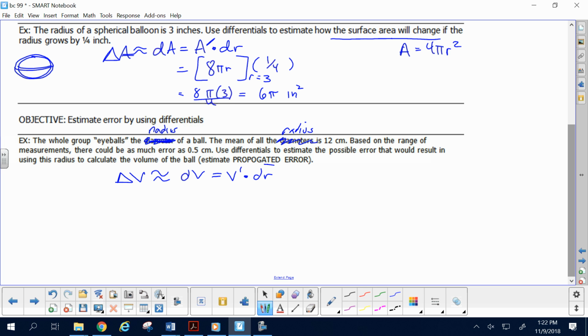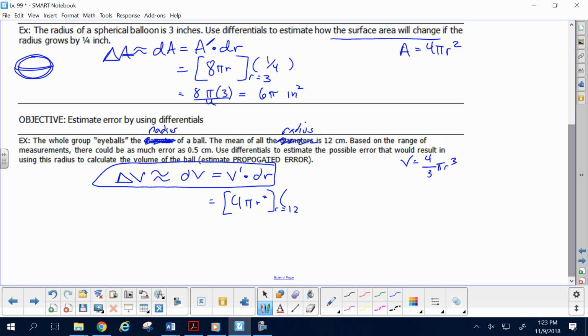I will look for this in every problem. That step should be there every time you do a differential. Every time. Okay? Then you report your V prime. What's the derivative in this case, because it's a volume of a sphere? If volume is 4/3 pi r cubed, then V prime is 4 pi r squared. At what r will we calculate that rate of change?